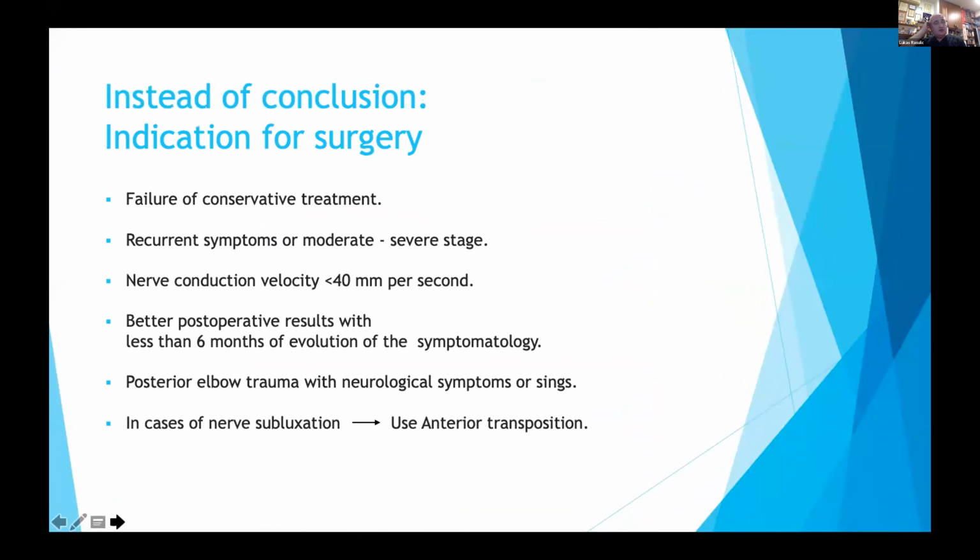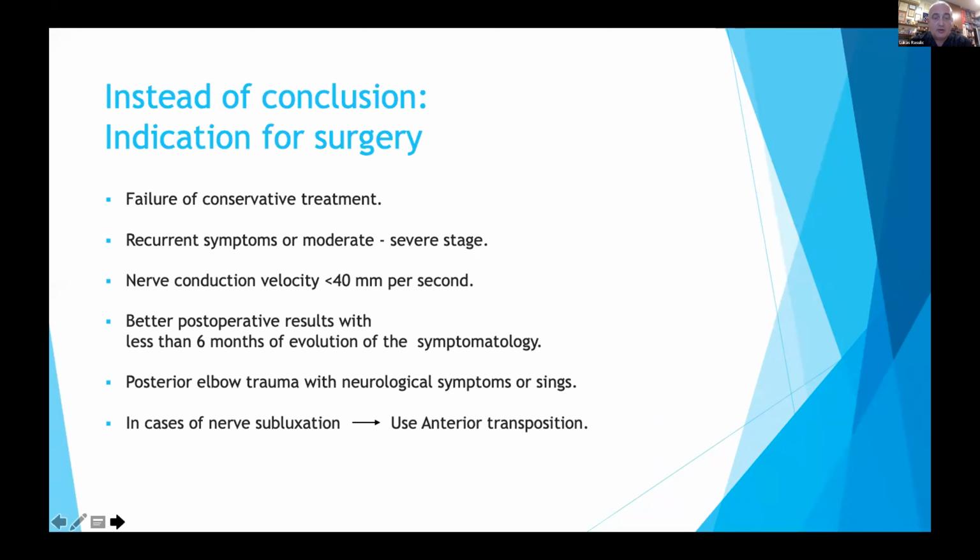And instead of conclusion, indication for surgery should be a failure of conservative treatment, recurrent symptoms or moderate to severe, and or evolution of the symptoms from moderate to severe stage, nerve conduction velocity lower than 40 meters per second, and better postoperative results can be expected with less than 6 months of evolution of the symptomatology. So timing is important, in my opinion, to operate on this patient as soon as possible, within 3 to 6 months of the duration of symptoms.